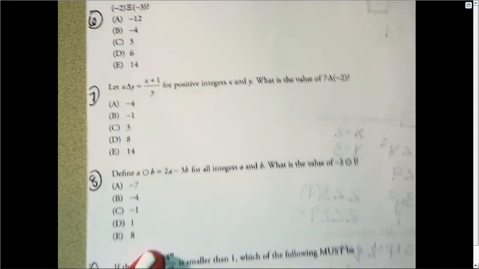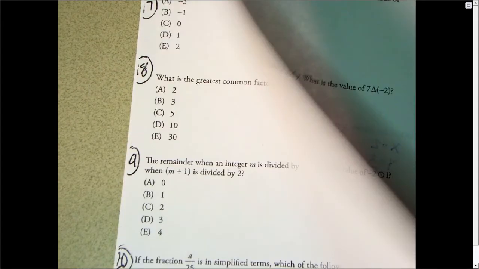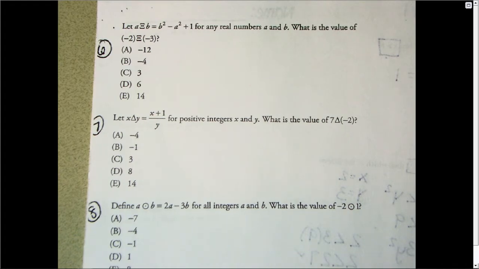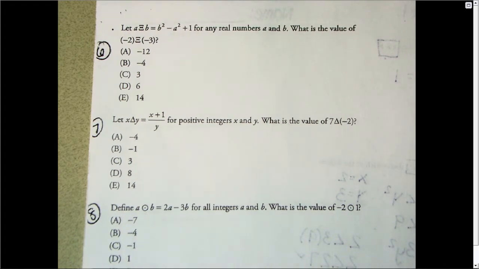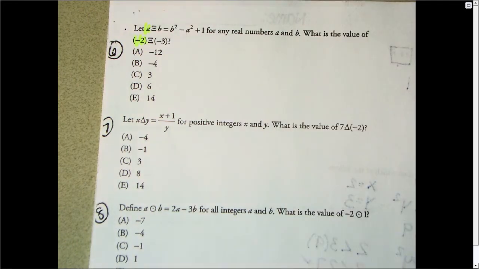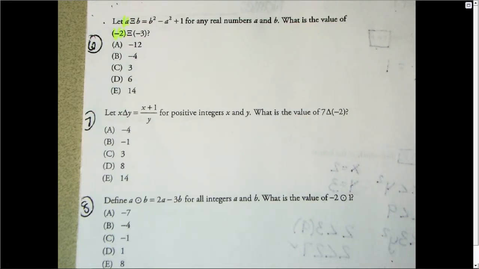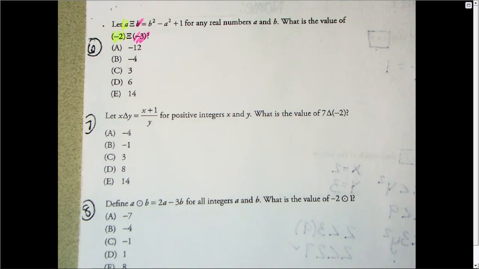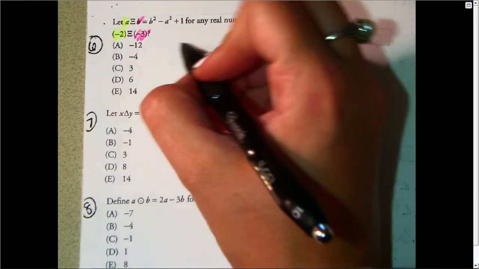All right. Number 6. Okay, I just realized that this pen is bleeding terribly. Hopefully it'll be okay. All right, number 6. Let A weird mark B equal B squared minus A squared plus 1. And notice here, again, fancy substitution. A is -2 because they're listed in the same location. B, -3, listed in the same location.